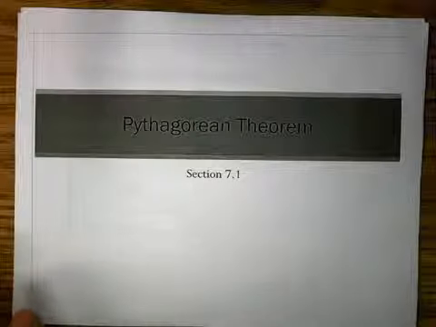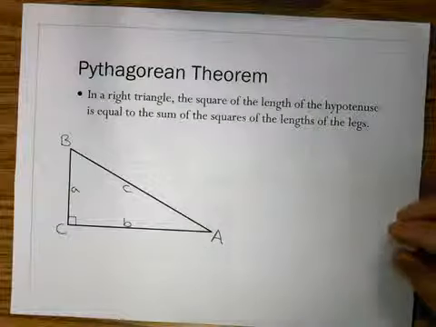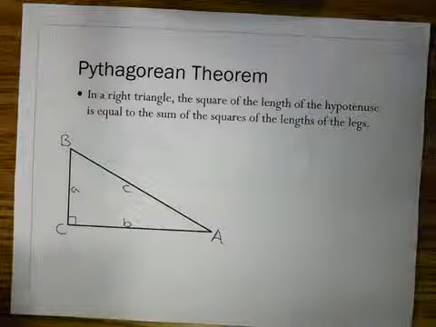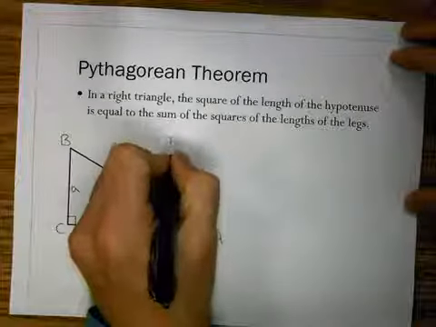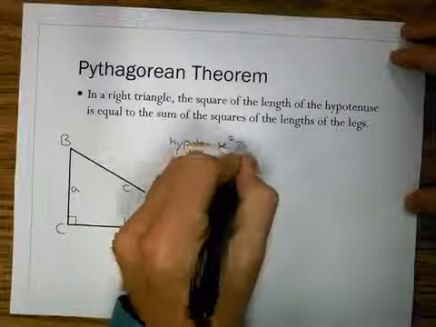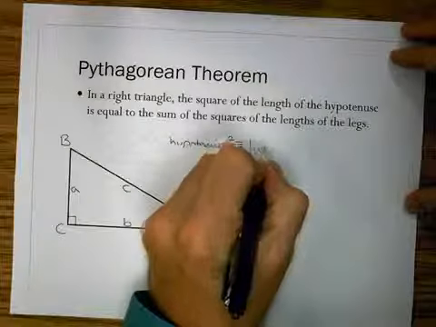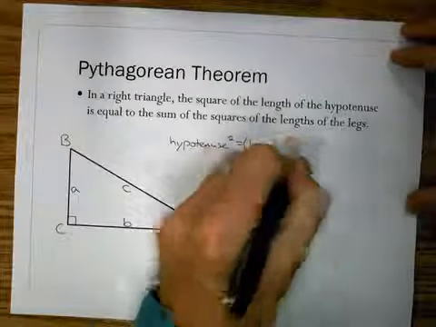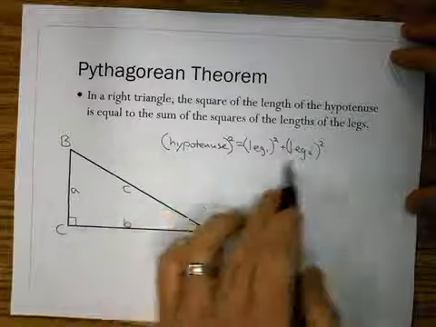We're looking at section 7.1, which covers the introduction to the Pythagorean Theorem. The Pythagorean Theorem reads: in a right triangle, the square of the length of the hypotenuse is equal to the sum of the squares of the lengths of the legs. So let's write out what that says. That says the hypotenuse squared is equal to the sum of the squares of the length of the legs. So let's say leg 1 squared plus leg 2 squared. So if we have a right triangle, this relationship exists.